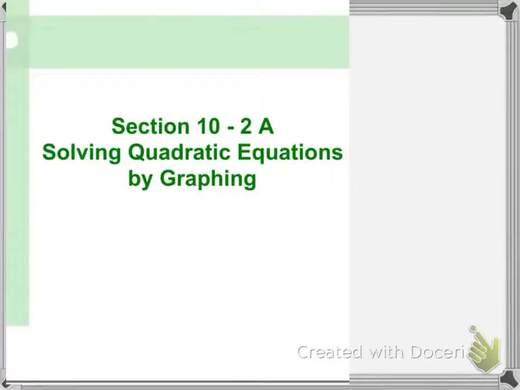All right, we have a 3-part lesson today, so this is the first video of 3. Starting section 10.2a, which is solving quadratic equations by graphing.